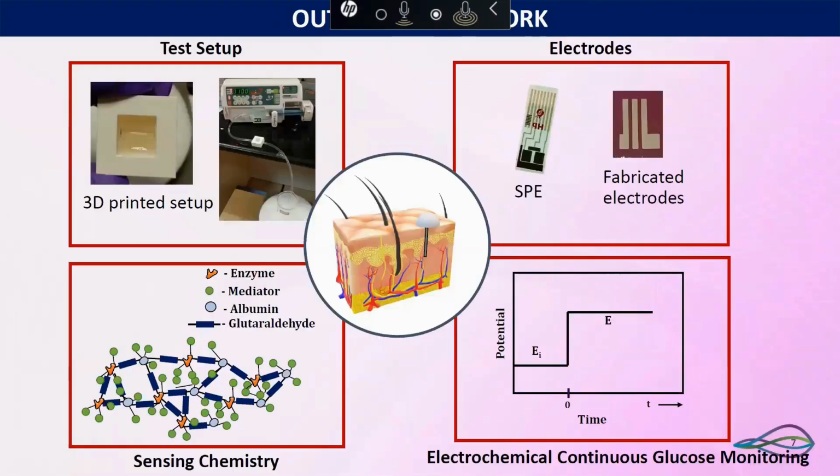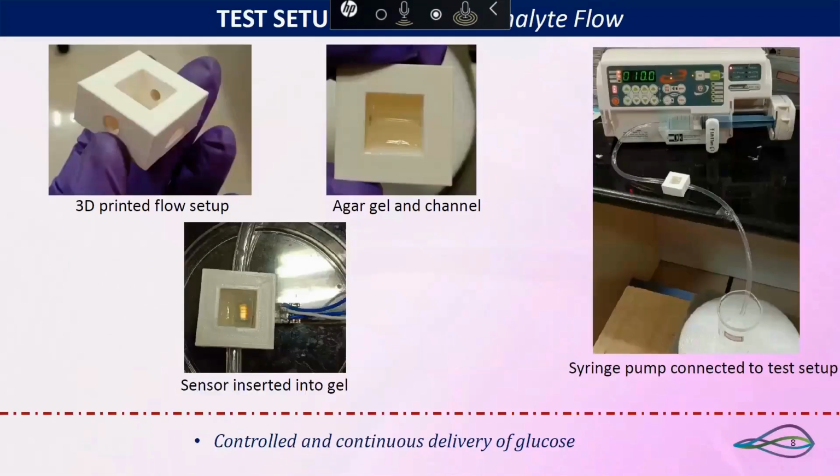We have divided our work into four major portions. One is the development of a 3D printed setup for the flow of analyte. We started with commercially available SPEs and then moved on to fabrication of the electrodes, optimized sensing chemistry, and finally continuous glucose monitoring. This is the first part, where we developed the test setup.